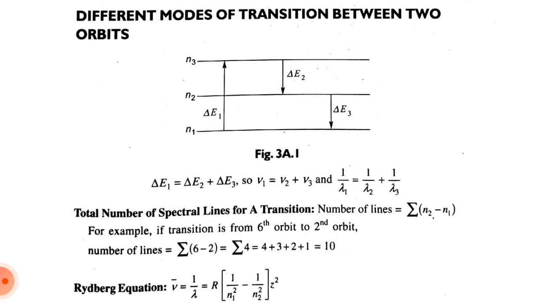upon λ3. Total number of spectral lines for a transition: number of lines is equal to summation over (n2 minus n1). For example, if the transition is from the 6th orbit to the 2nd orbit, number of lines is equal to summation of (6 minus 2), which is summation of 4, that is 4 plus 3 plus 2 plus 1 equal to 10.